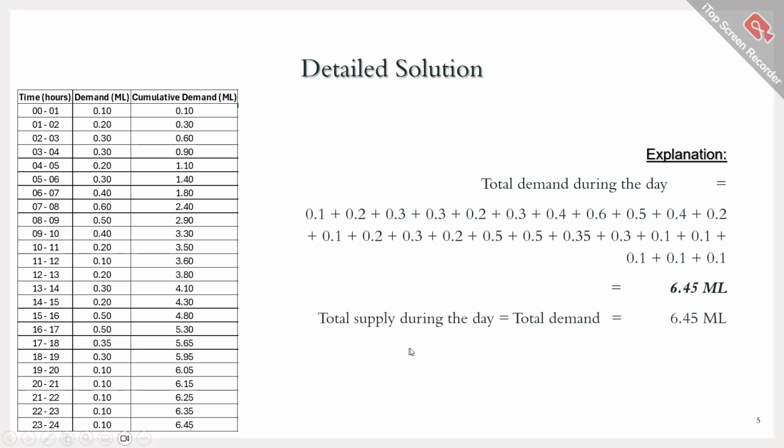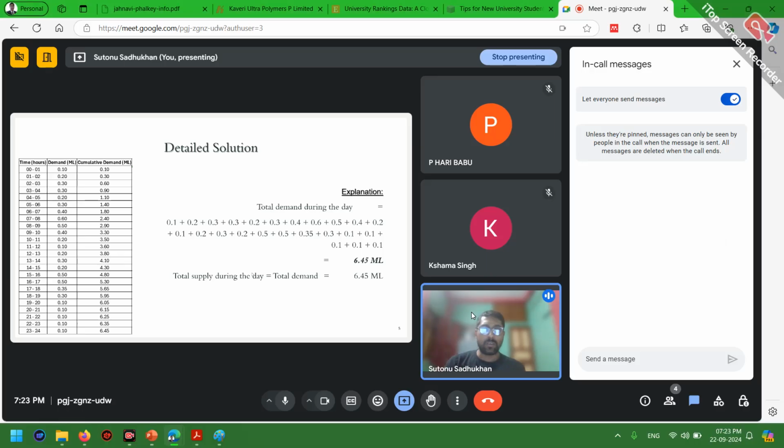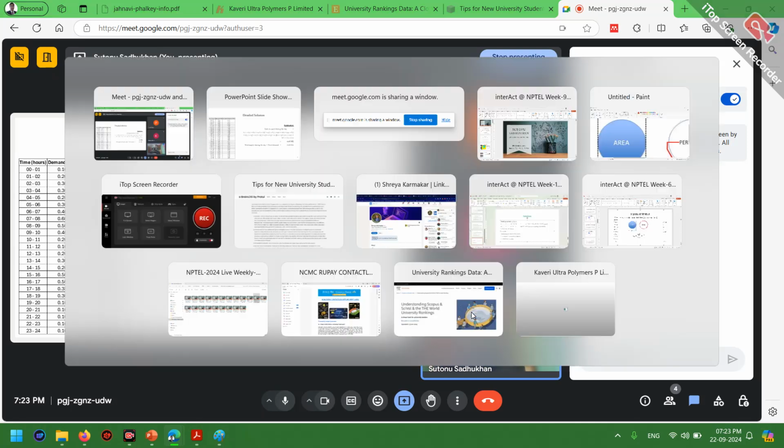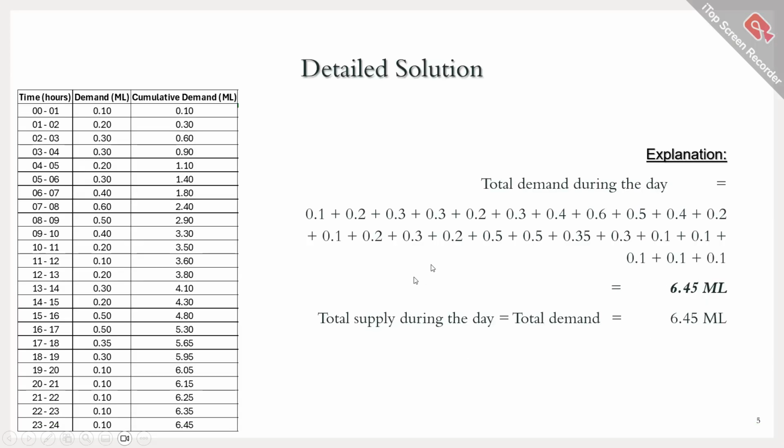Total supply during the day will be equal to total demand, because whatever amount of water is required by the town or the system, that same amount of water you have to supply, assuming zero losses. As the problem has not mentioned anything regarding losses, we are calculating total supply equal to total demand, which is again 6.45 million liters.